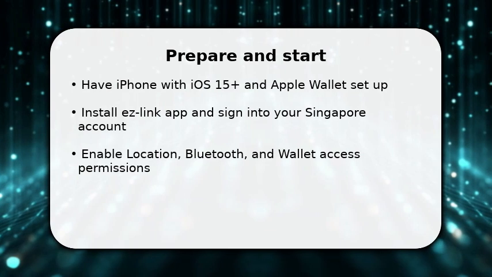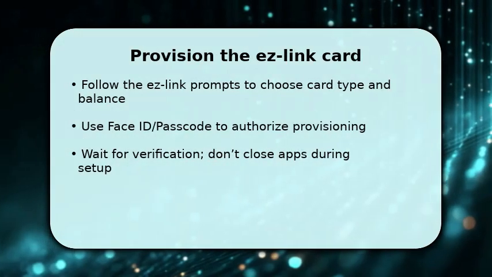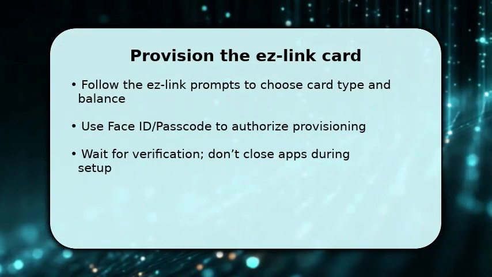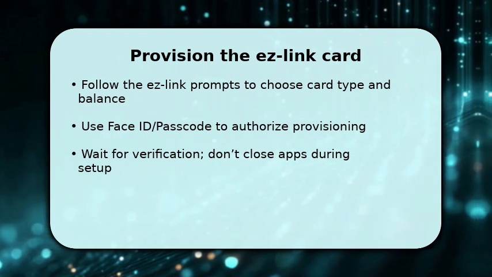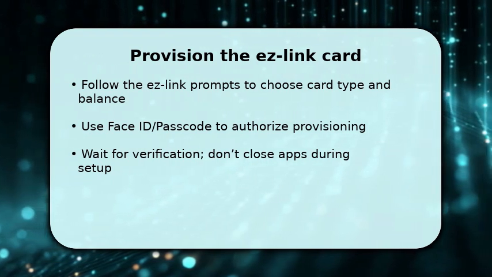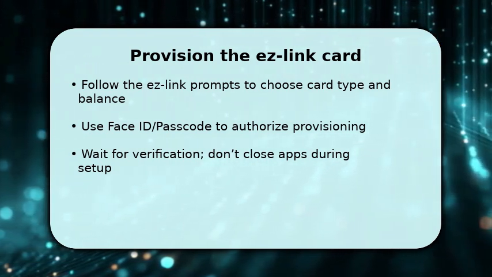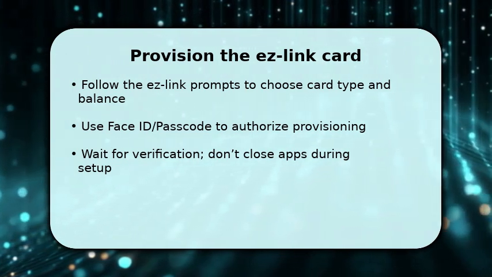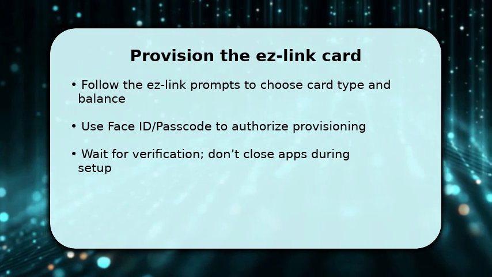You'll now follow the S-Link app prompts to pick the card variant and preload amount and to transfer card data into Wallet. When prompted, confirm payment or top-up method and authorize with Face ID or your passcode. This step verifies your identity and secures the card. Make sure you keep the phone unlocked and connected to the internet. If you lose connection, the provisioning can stall.